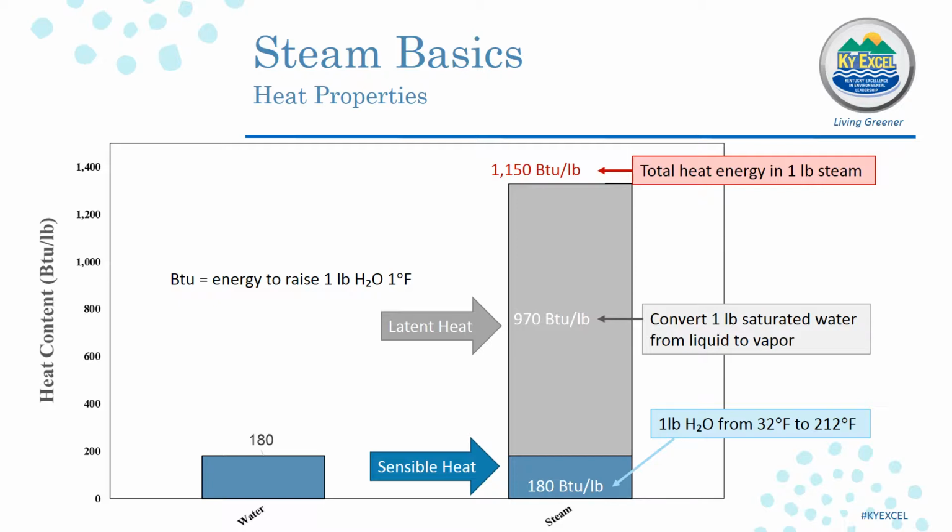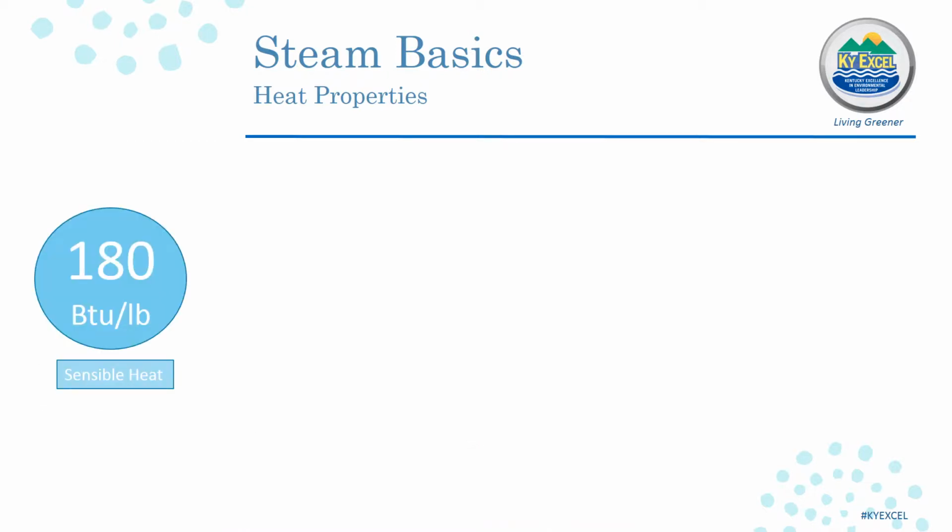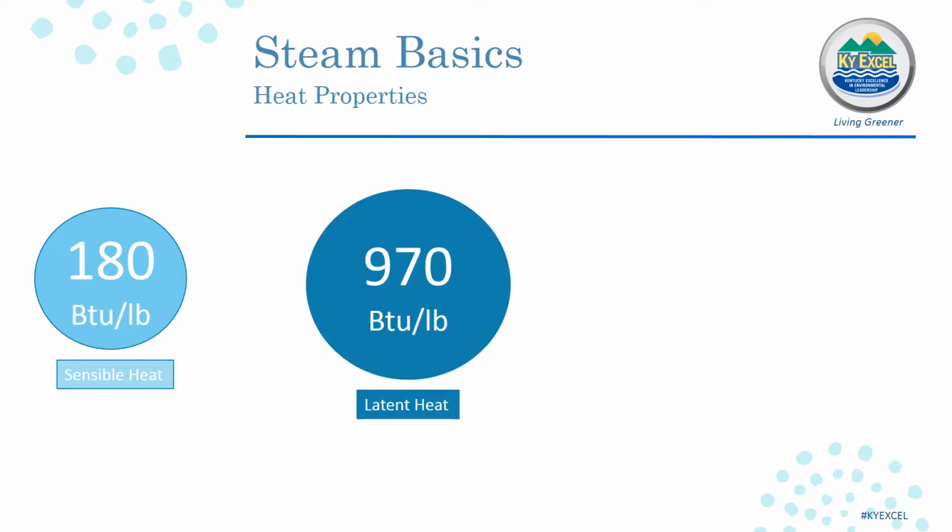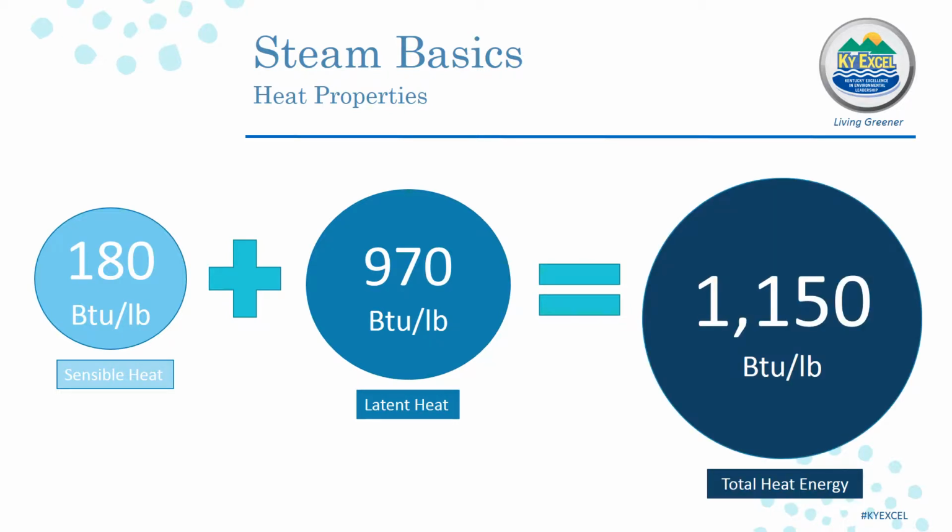Steam's total heat content is 1,150 BTU per pound. This is because steam has 180 BTU per pound of sensible heat and 970 BTU per pound of latent heat. Sensible heat and latent heat added together equals steam's total heat energy, 1,150 BTU per pound. Because of its heat transfer properties, steam is often used by industries and manufacturers for mechanical work like running engines or heating processes.